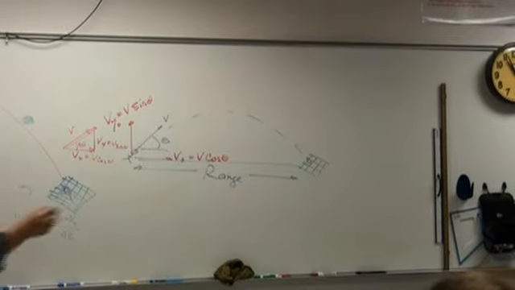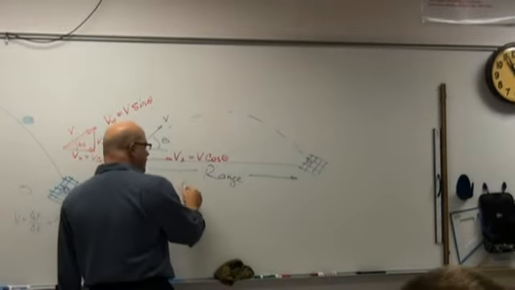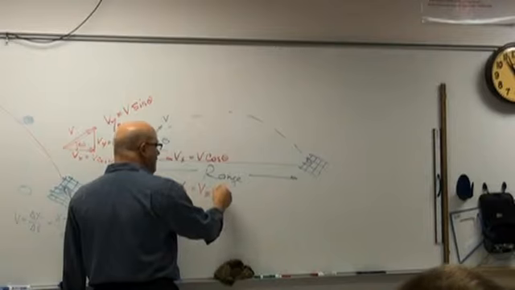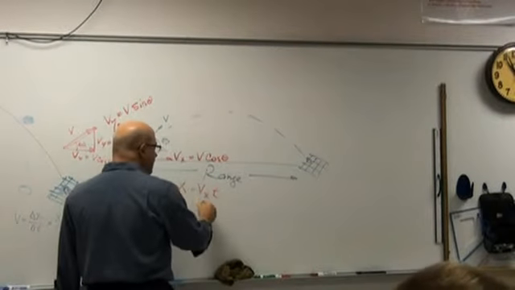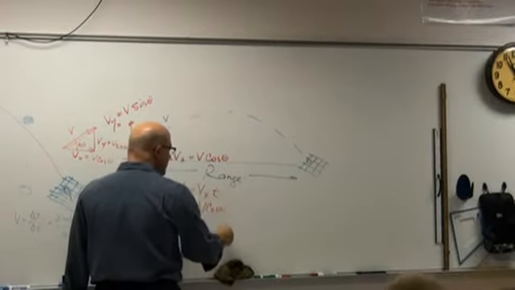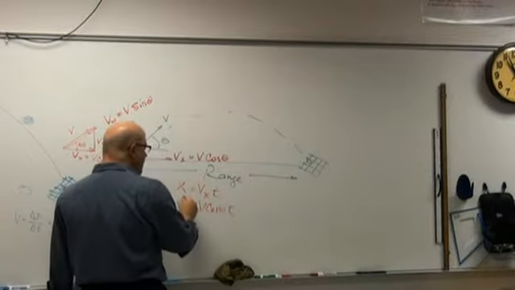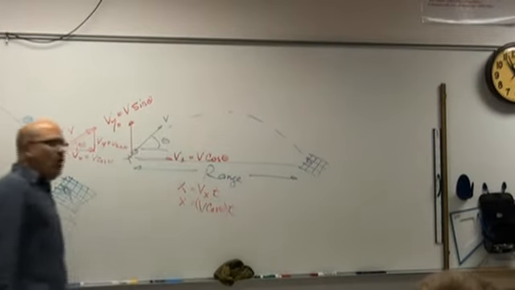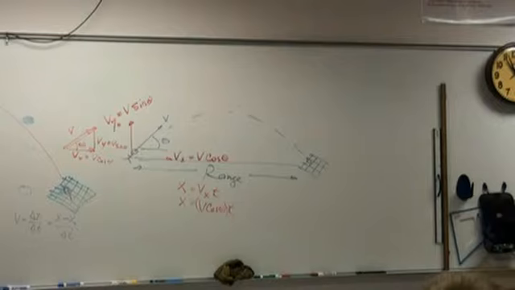Because in the x direction, all I know is the x range is going to equal the x velocity times time, right? And I know the x velocity is v cosine theta, correct? But I still need to know the time. So I got to find time. If I can't find time in the x, what do I do? Find time in the y.